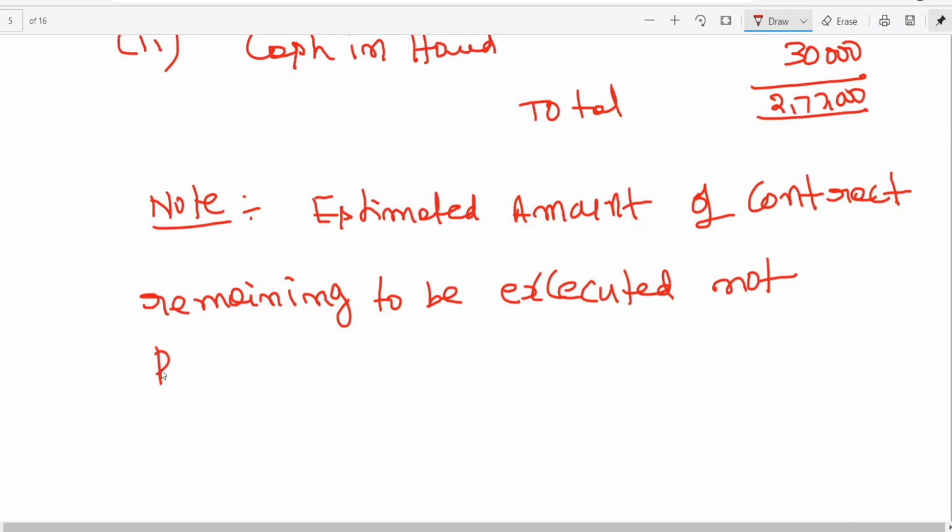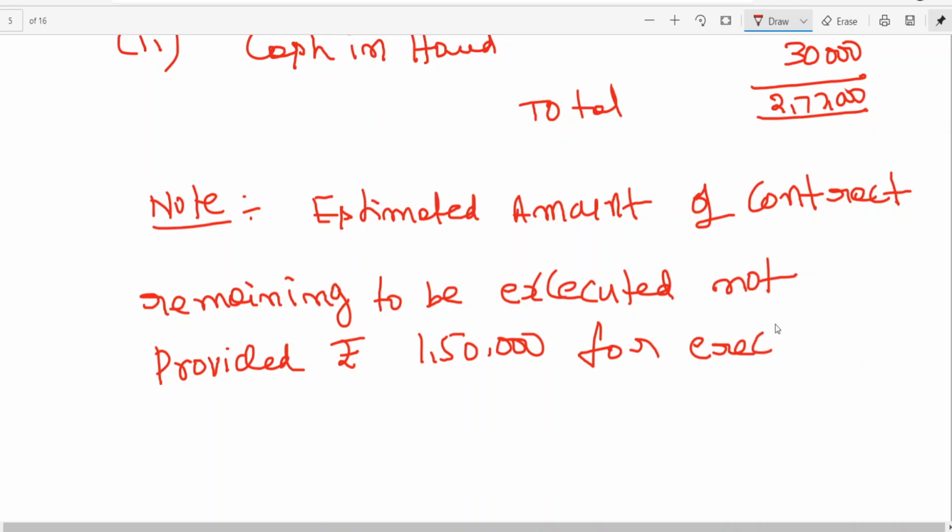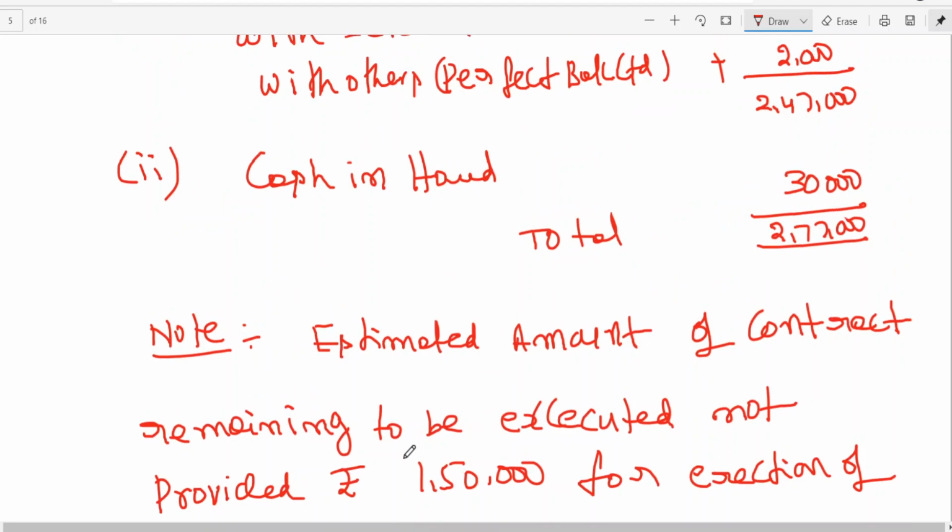Not provided, rupees 1,50,000, for erection of machinery. That means the contract has been given for purchase of machinery, and after purchase it is to be erected. Estimated amount of contract remaining to be executed, not provided for, erection of machinery. Okay, this is like a note.